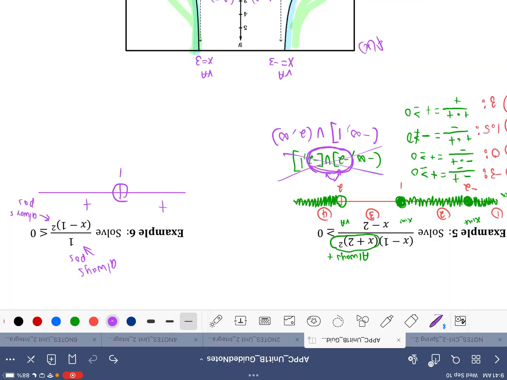Okay, so we got positive always in the numerator because it's always 1, and positive in the denominator always because it's squared. So is there anywhere where this is going to be less than 0? No, and it doesn't even equal 0. So this is no solution. It's never going to be negative.